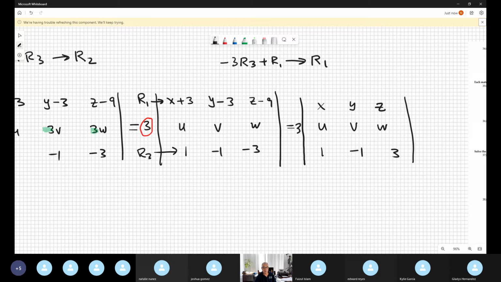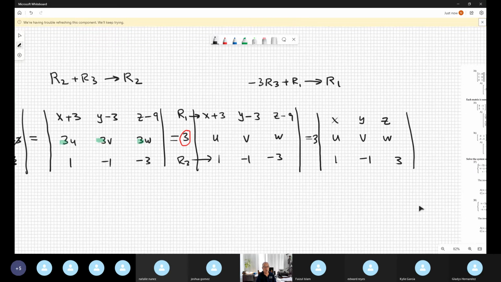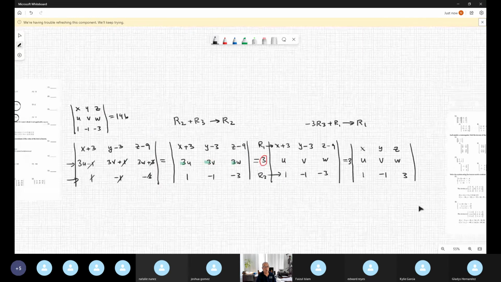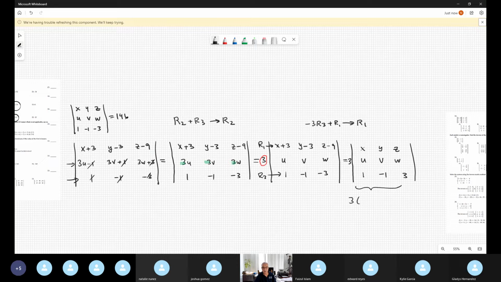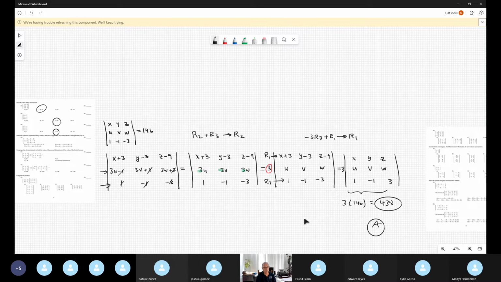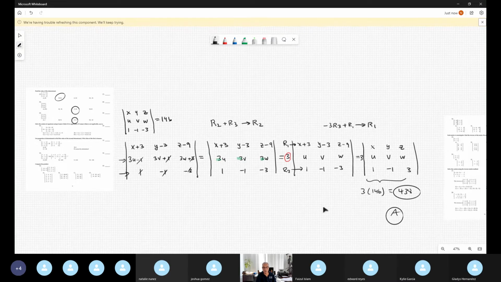This stays here because I'm working inside the determinant. And we compare the result that we have so far with the original. This is equivalent to 146. And now multiplication: 3 times 146, and the answer is 438, like option A. Of course, I don't want to complicate this too much. It's just a similar problem in the test. But it's a property you see.